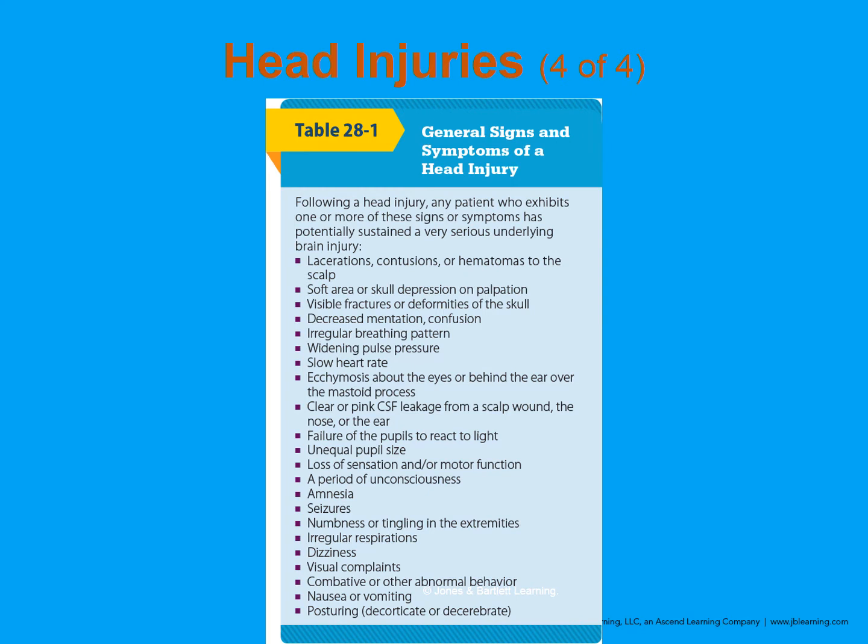Irregular respirations, that kind of goes with that irregular breathing pattern that we discussed earlier. Any dizziness, visual complaints, whether it be photophobia, which is that the light bothers them, or diplopia, which is seeing double vision. Any disturbance with their vision is concerning. Remember, eyes are the window to the brain.